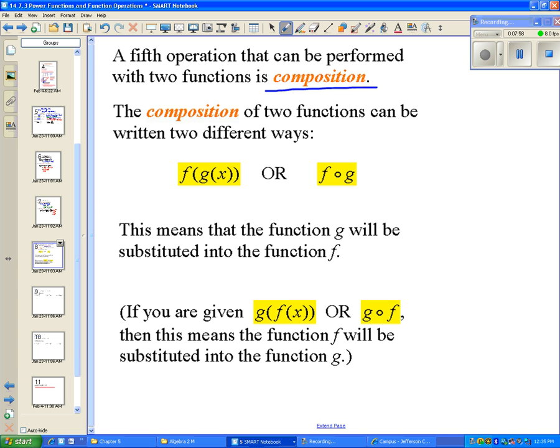The composition of two functions can be written two different ways. This is f of g of x, and this is also read as f of g of x. I can write them both ways, but it's saying the same thing. This means that the function g will be substituted into the function f. If you are given g of f of x, then this means the function f will be substituted into the function g. What in the world am I talking about? Let me see what I can help you with. So one more time, how do I use this in actual problems?